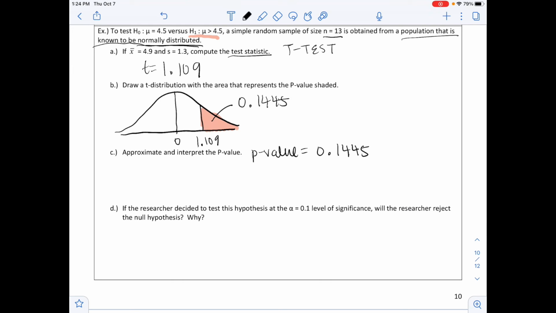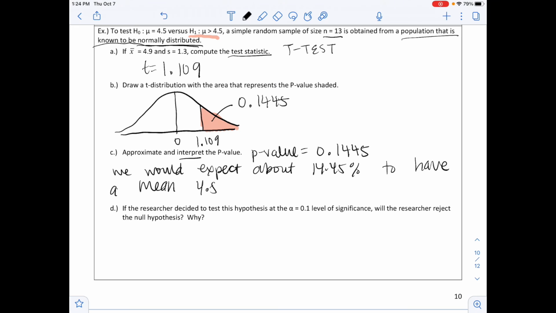Part C says to approximate and interpret the p-value. So we have already written down our p-value, and so to interpret this, we would say we would expect about 14.45% to have a mean of 4.5 or more.